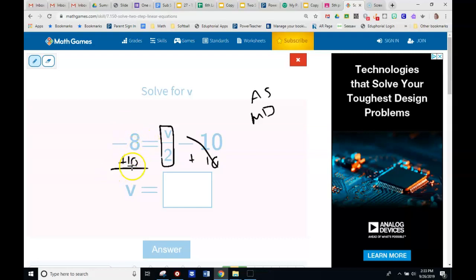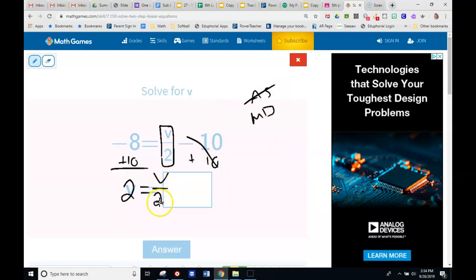And a negative 8 plus 10 is a positive 2. So 2 equals, bring down what's in your box. So v divided by 2. There is no more addition or subtraction, so I'm done.